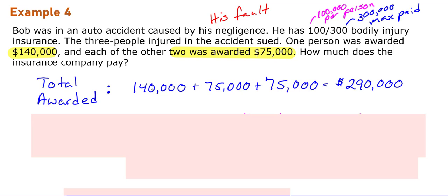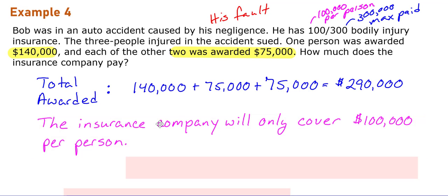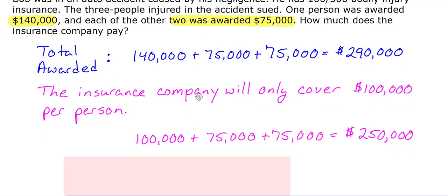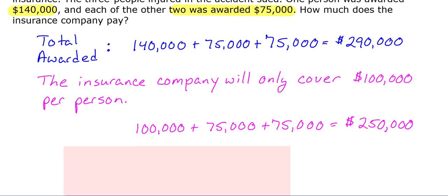So this is where we need to break things down. First off, this 290,000 is lower than the max of 300,000. So that's not a problem. The next thing we need to think of is the insurance company will only cover 100,000 per person. So that means this first person, they're only going to cover 100 of that 140,000. And they will cover each of the 75,000s. So the total that the insurance company will pay is 250,000.